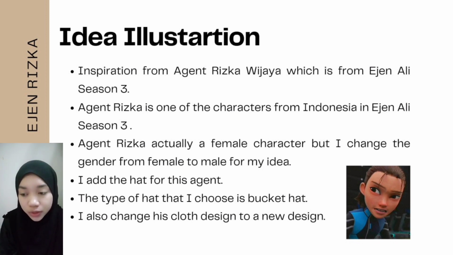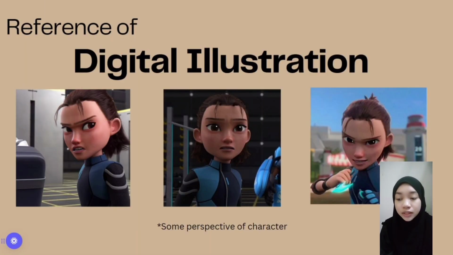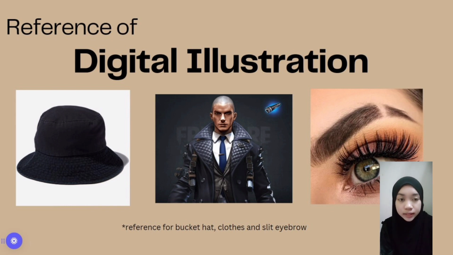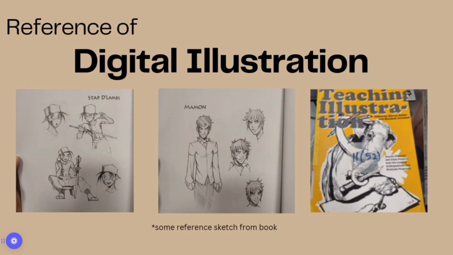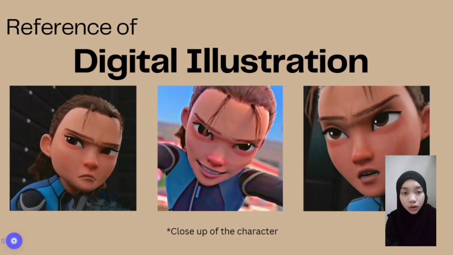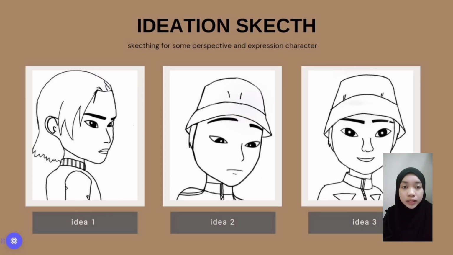In this agent story, he is a new agent in Mata. This agent's name is Agent Zeno and he is a very capable agent in hacking. This is the reference that I found on the internet. And this is the close-up of character Agent Rizka. This is some of my additional sketches for some perspective and expression of the character.